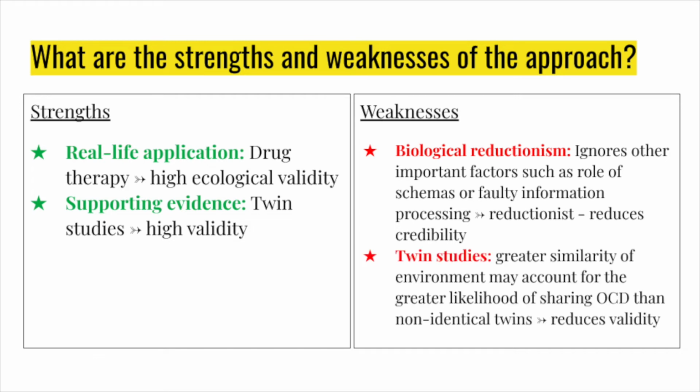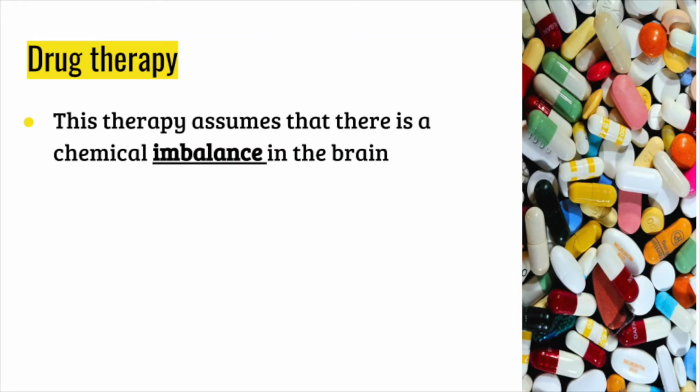Additionally, twin studies do not always suggest a genetic link. Identical twins share more than just their DNA. They're also more likely to experience greater similarity of the environment because they would be the same sex, most likely go to the same school, and so on. This would explain why more MZ twins share OCD rather than DZ, therefore this reduces the validity of the approach to explain depression.